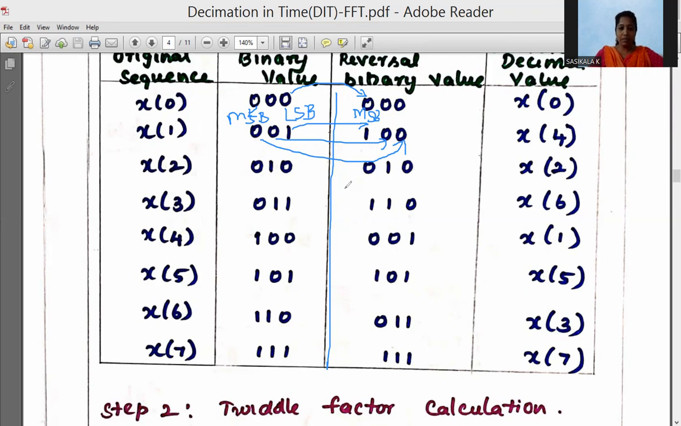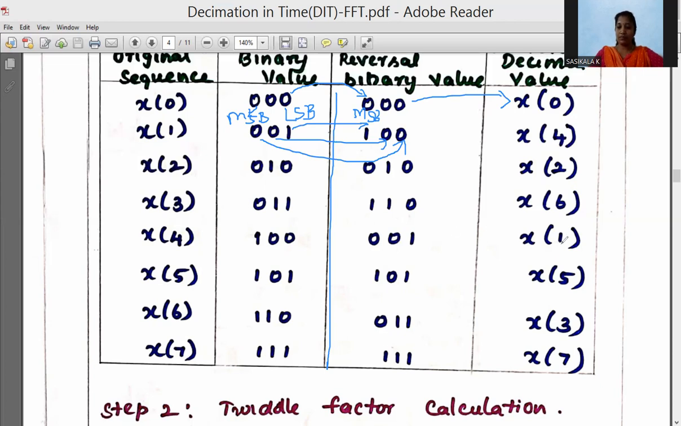0, 1, 1 gives 1, 1, 0. For 1, 0, 0, the bit reversed value is 0, 0, 1. For 1, 0, 1, the bit reversed value is 1, 0, 1. For 1, 1, 0, the bit reversed value is 0, 1, 1. And for 1, 1, 1, it is the same. What is the value for 0, 0, 0? It is 0. And 1, 0, 0 means 4. 0, 1, 0 means 2. And 1, 1, 0 means 6.